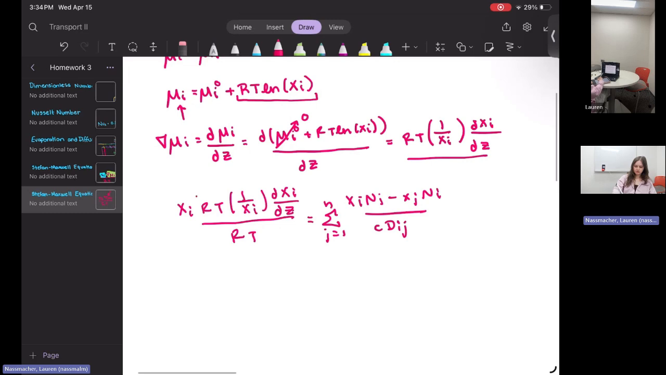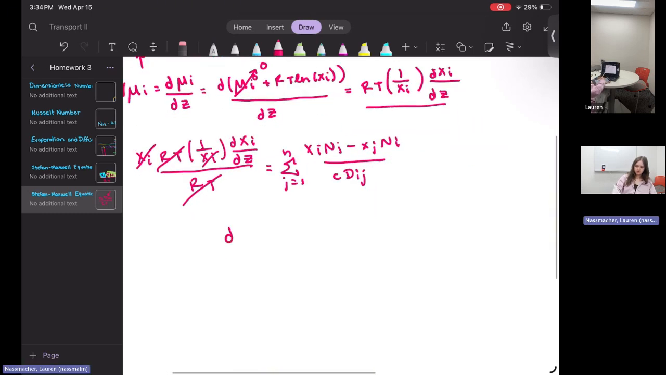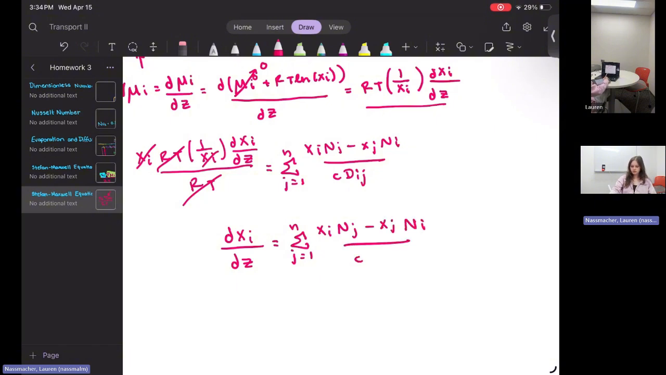So from here, let's cancel out our units. And in the end, we just get that the derivative of our mole fraction with respect to z is equal to the sum of x_i times our molar flux of j minus x_j times our molar flux of i, over concentration times the diffusion coefficient from i to j.